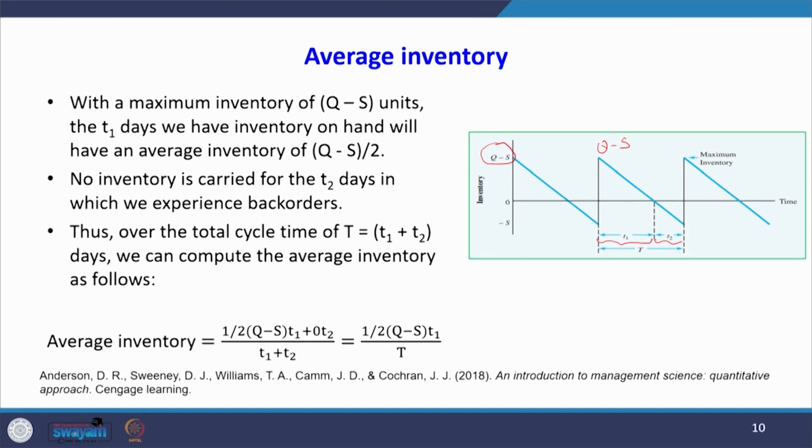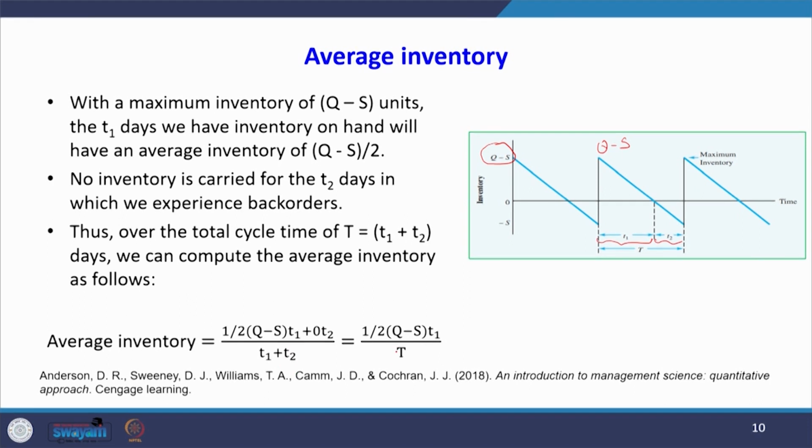Thus, over the total cycle time, that is T1 plus T2 days, we can compute the average inventory as follows. In the previous slides I have explained how to find the average inventory. So, this much inventory, 1 upon 2 (Q minus S) for T1, plus for the T2 period there is no inventory, so it is 0, divided by T1 plus T2.